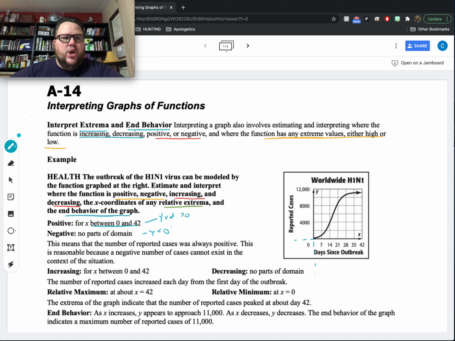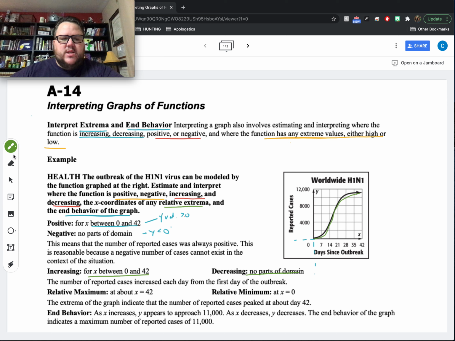So increasing means, is it going up? If you notice, I'm following along this graph, it's going up in the y direction. So that means it's increasing for the whole thing. There's never a point where this graph goes down because you can't have negative cases. So there is no decreasing part. The number of reported cases increased each day from the first day of the outbreak.